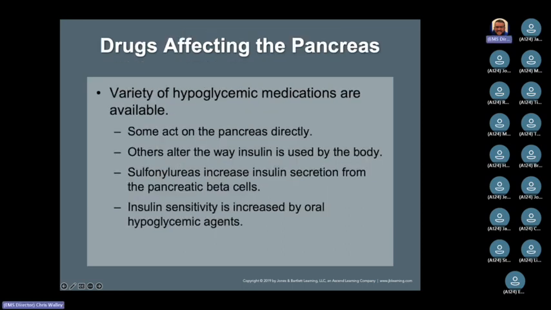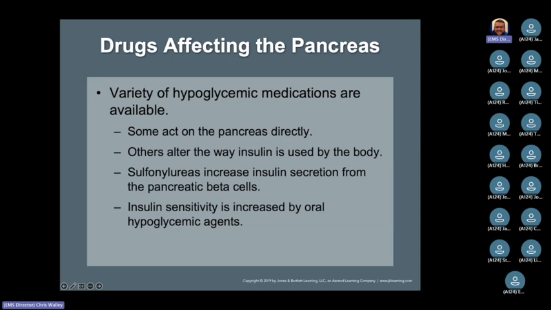All right, so drugs affecting the pancreas. You have a variety of hypoglycemic medications that are available. Some others may not act on the pancreas directly, but they may alter the way the insulin is used within our bodies. In the absence of pancreatic function, patients may take some insulin injections, which we're used to.